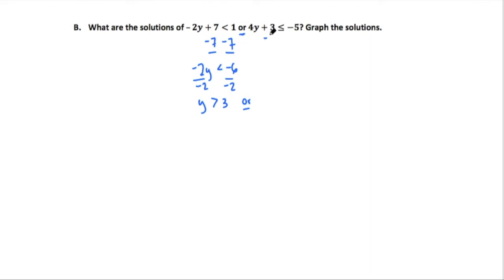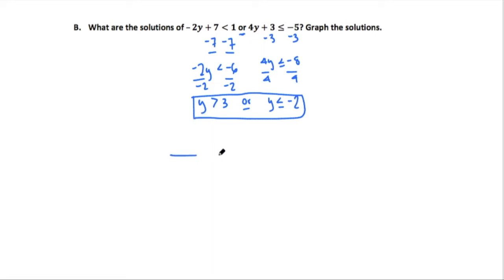Okay, so I'm going to go ahead and subtract 3 from both sides on my other inequality. That's going to leave us with 4y is less than or equal to -8. Then we'll go ahead and divide both sides by 4, and we will be left with y is less than or equal to -2. So that is our final part of the algebraic answer, but then we do want to still go ahead and graph that on the number line.